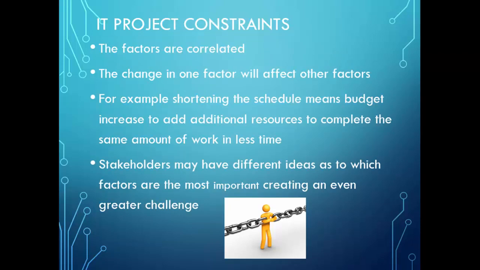In addition, project managers should look at the constraints, which are the factors that will affect the project, and those factors are correlated. They are linked to each other. So any change in one factor will affect the other factors. For example, if we want to shorten the schedule, that means we need to add more resources, and adding more resources means adding more money. So shortening the schedule will increase the budget.